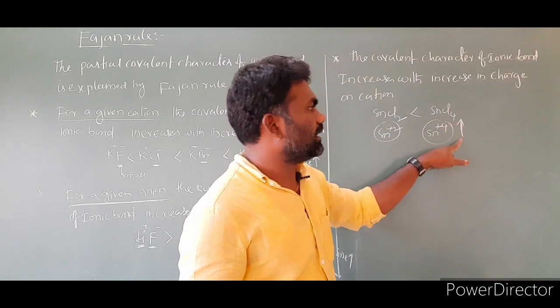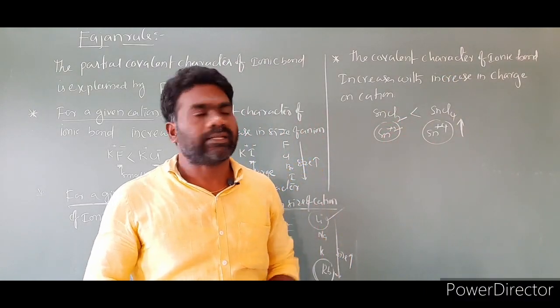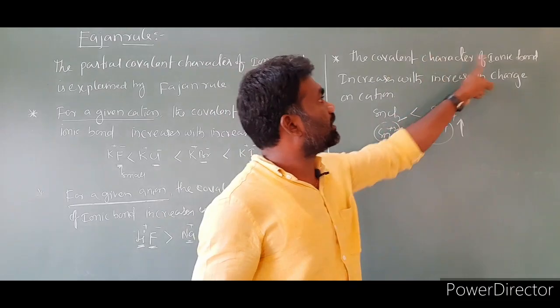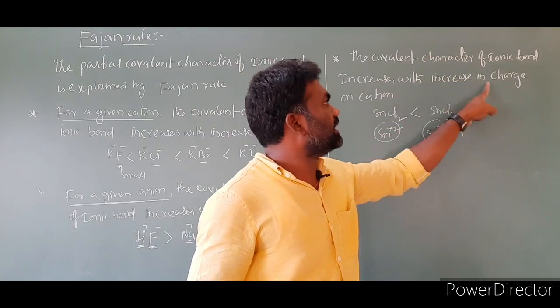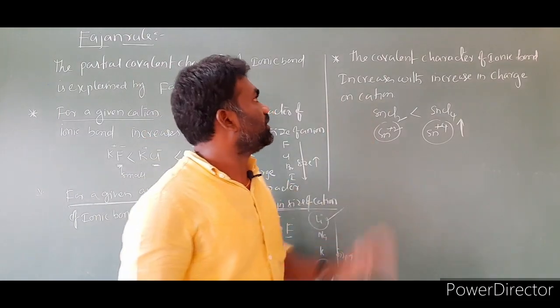As the charge on the cation increases, the covalent character of the ionic bond increases. The covalent character of an ionic bond increases with an increase in charge on the cation. This is point number 3.